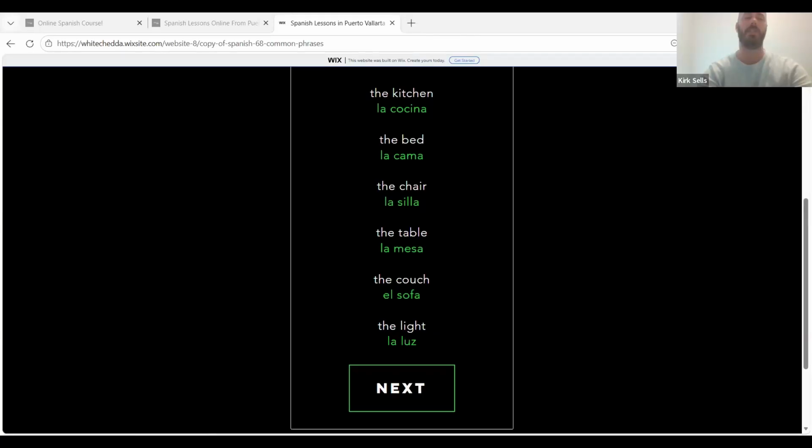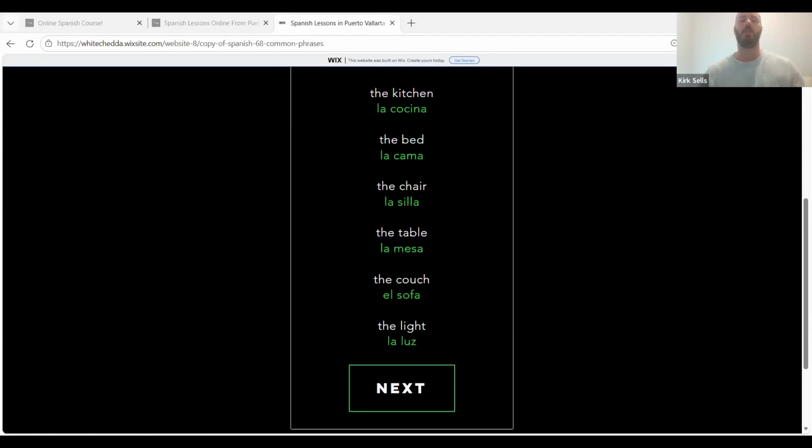I'm going to teach a couple things in the chat here, like turn off the light. We use the verb apagar, and the way to say turn off the light is apaga la luz. Apaga la luz. Turn off the light. Apaga la luz.